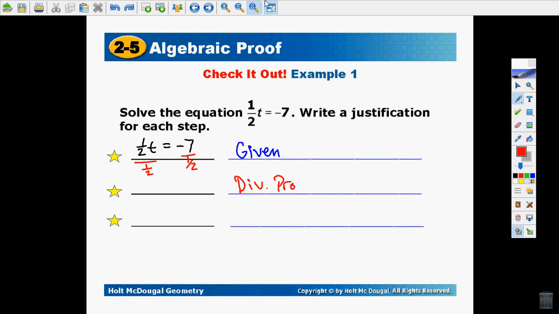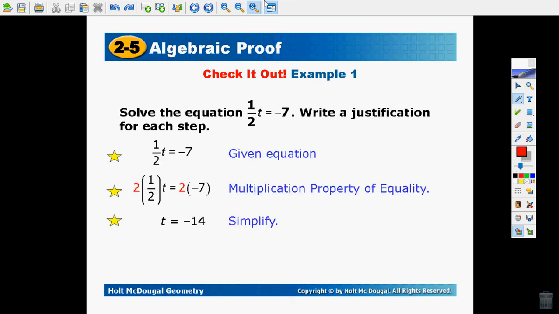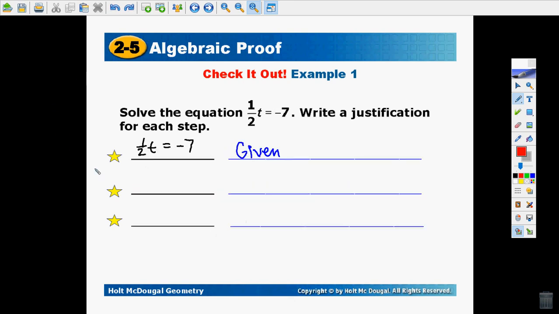Or we know that dividing by 1/2 is the same as multiplying by 2. So I used the multiplication property of equality, where I took this side times 2 and this side times 2. Because 2 times 1/2 would equal 1, they would cancel. So I got t equals negative 14.